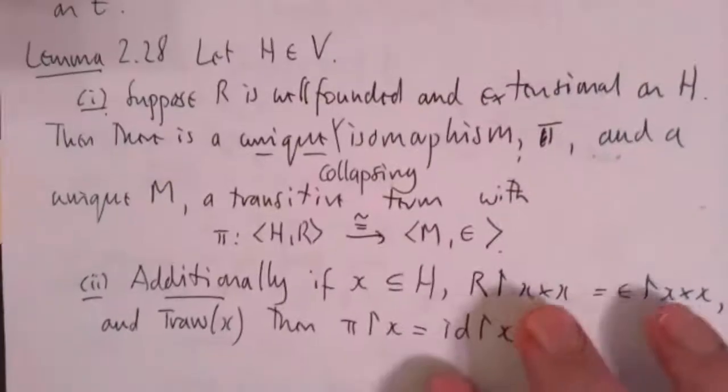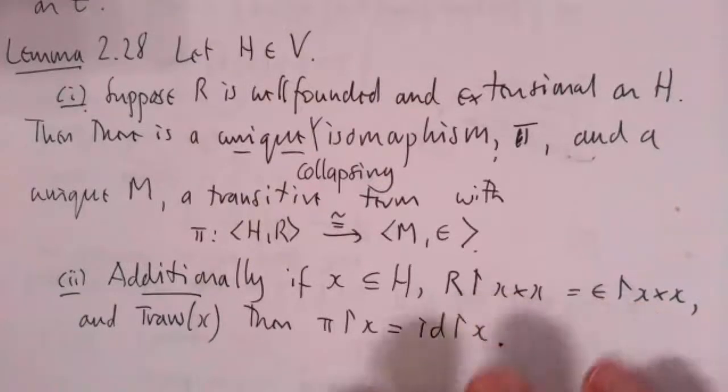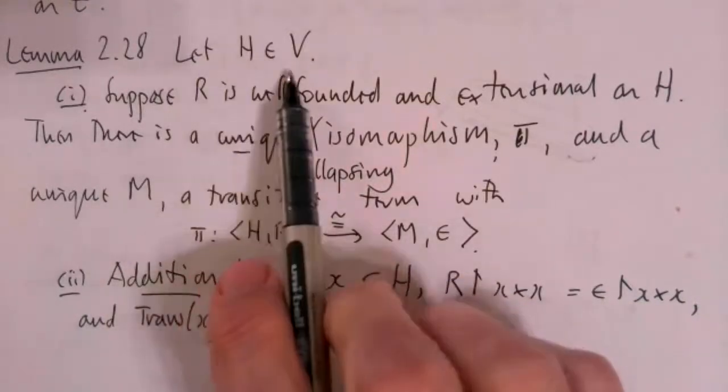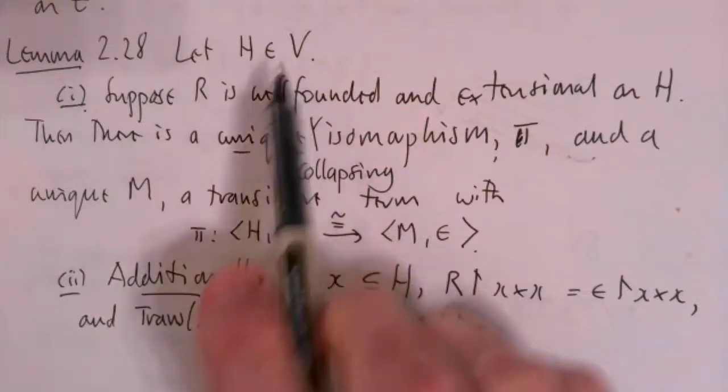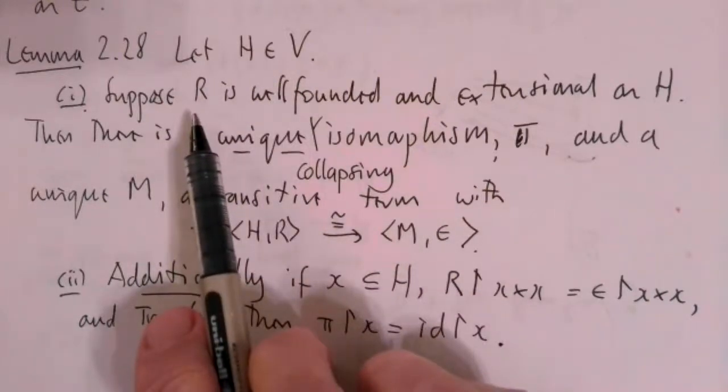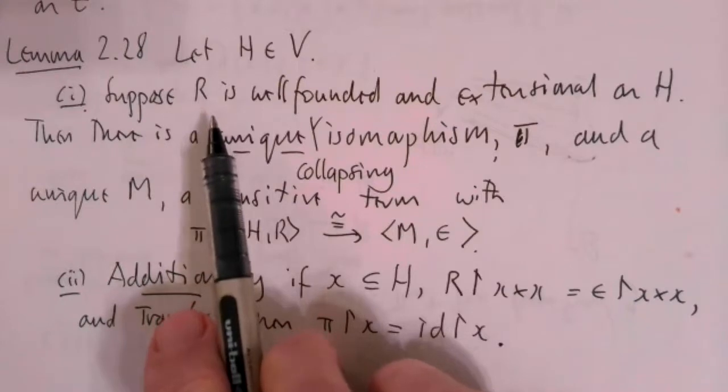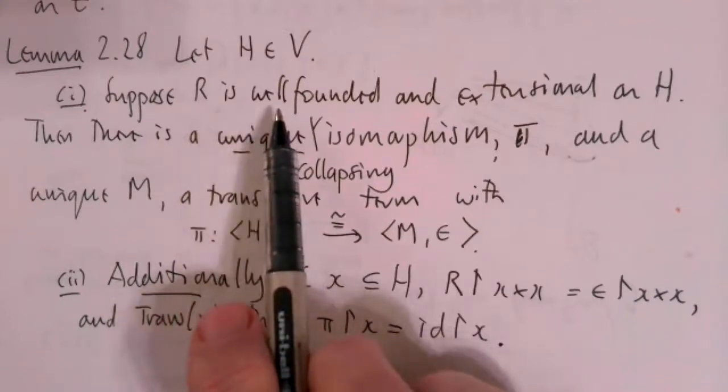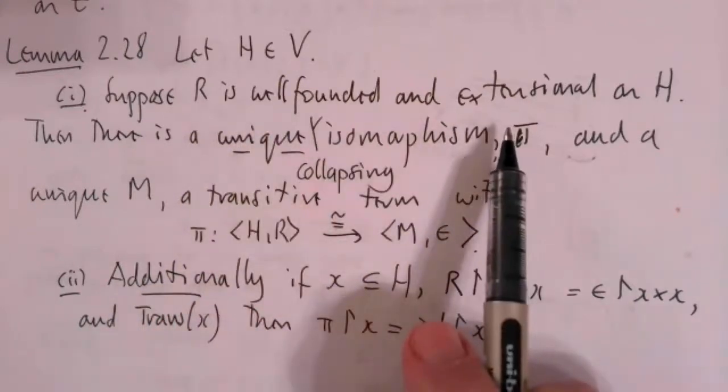And so our task now is to prove the Mostowski-Shepherdson collapsing lemma, which I outlined last time. So let's remind ourselves of what that is saying. This is lemma 228 in the notes. It's saying we suppose that we have a set H and we have a relation which looks a little bit like epsilon. It's well-founded and it's extensional.